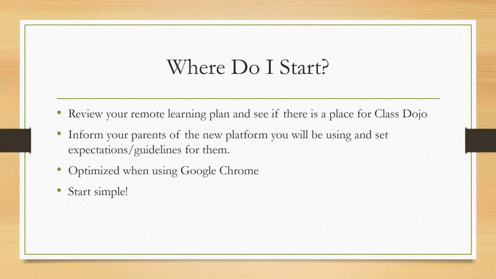So where do I start? First, we are in the 4th quarter if you're working for Chicago Public Schools, and I don't want to add any additional stress on your plate. So what I'm asking you to do is to consider if there's a place for Class Dojo in your remote learning plan as of this moment. If there is, then the rest of this presentation will be helpful for you. If there is not, then I would advise that you consider it when school resumes in the fall.